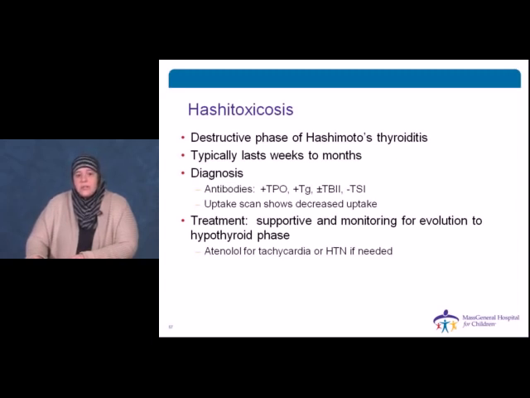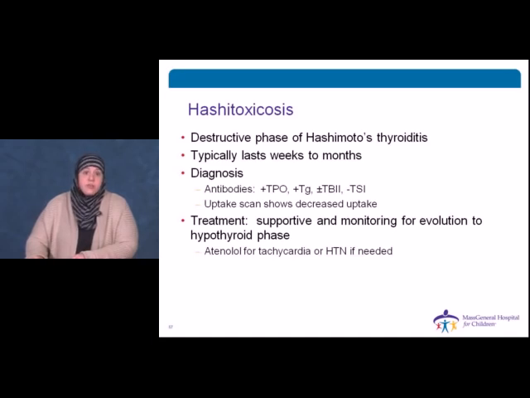And again, you can diagnose it with antibodies. The TPO and the thyroglobulin will typically be positive. The TBII may be positive or negative. That's the measurement of antibodies that may be either blocking or stimulating at the TSH receptor. And the TSI, which is the thyroid stimulating immunoglobulins, will be negative.